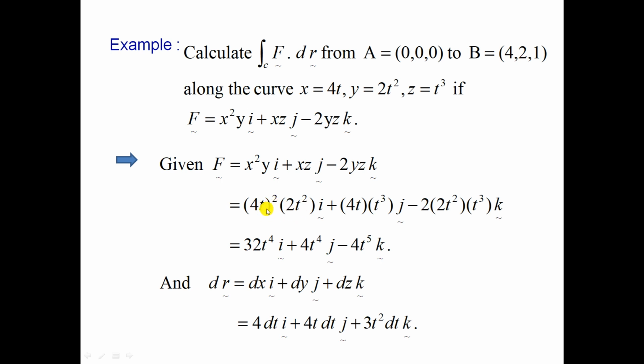The base is the same, so aᵐ into aⁿ is aᵐ⁺ⁿ: 2 plus 2 is 4, so t⁴ into i. Plus 4 as it is, t¹ into t³, 3 plus 1 is 4, so t⁴ into j. Minus 2 into 2 is 4, and t² into t³ is t raised to 2 plus 3, that is t⁵. Therefore F = 32t⁴ i + 4t⁴ j − 4t⁵ k.